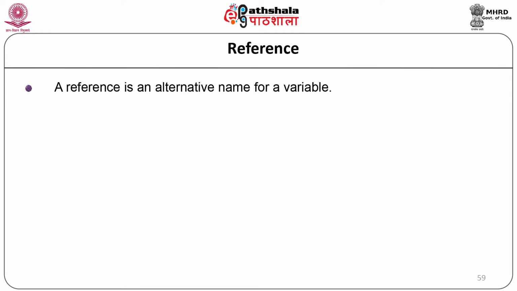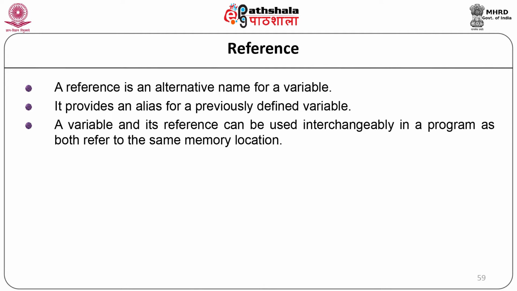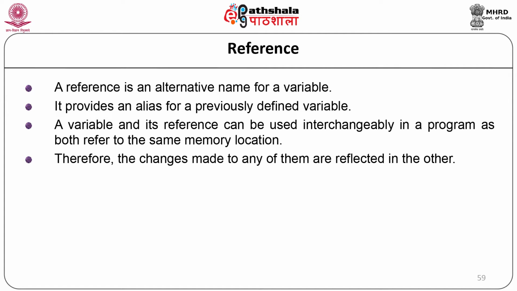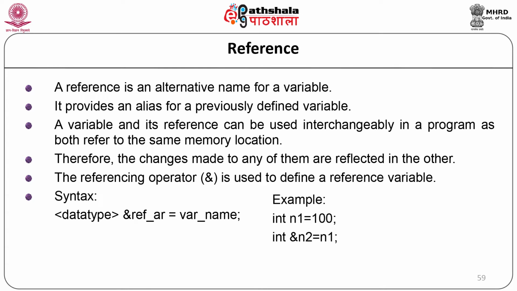Reference: a reference is an alternative name for a variable. It provides an alias for a previously defined variable. A variable and its reference can be used interchangeably in a program as both refer to the same memory location. Therefore, the changes made to any one of them are reflected in the other. The referencing operator ampersand is used to define the reference variable. Syntax: data type &reference variable = variable name;. Example: int n1 = 100, int &n2 = n1.